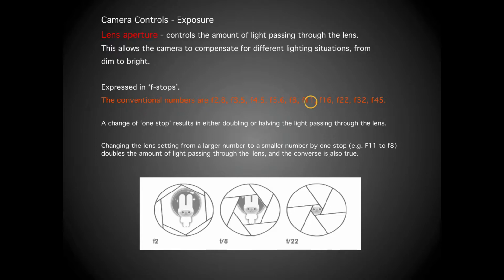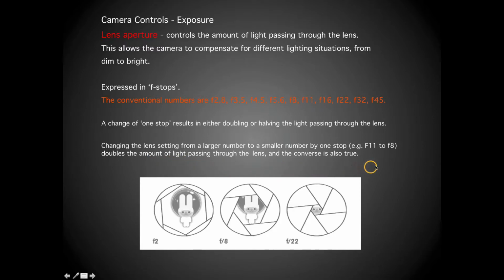Of course, with our cameras, we can do fractions of stops. Like I have my camera set up to do 1/3 stops for every click on the dial that controls the lens opening. And probably yours too, you can set it up for half stops or third stops. But a full stop is either doubling or it's halving the amount of light. So it says a change of one stop results in either doubling or halving. Changing the lens setting from a larger number to a smaller number by one stop doubles the amount of light passing through the lens.